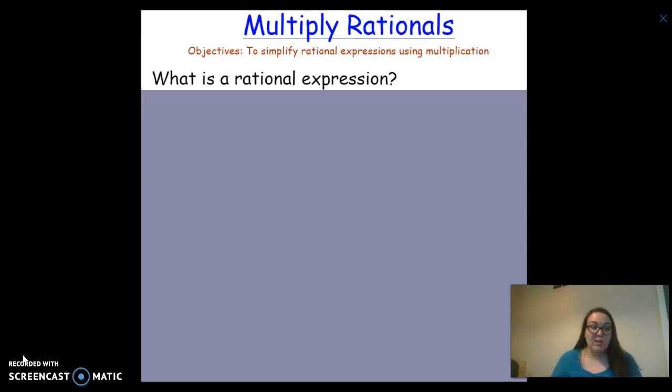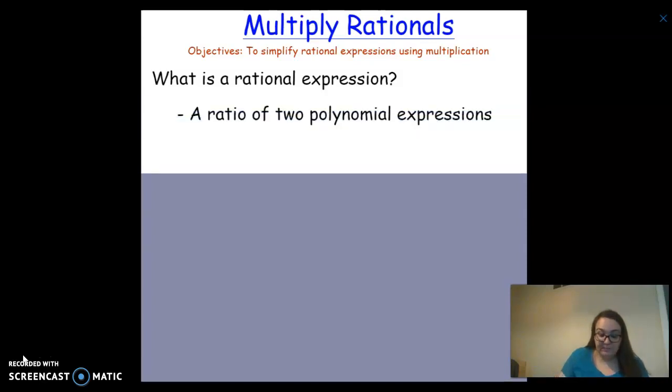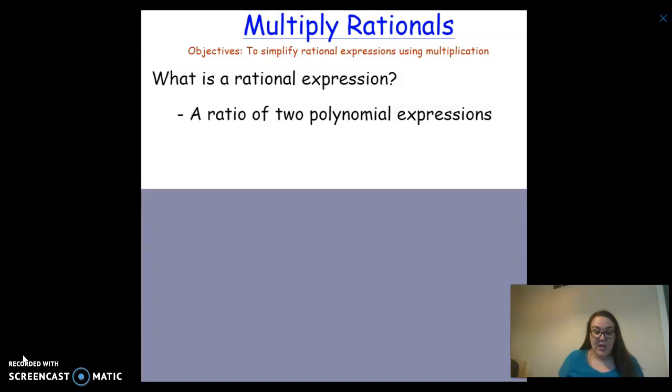So what this is here is: what is a rational expression? A rational expression is a ratio of two polynomial expressions. Remember, a polynomial can be a number. Sounds silly. It could be something added and subtracted. It could be more than one term added and subtracted. It could be more than one term multiplied together. All of those are polynomial expressions. Okay? So an example of a rational expression is something like 2x plus 7 over x minus 3. That right there is an example of a rational expression.